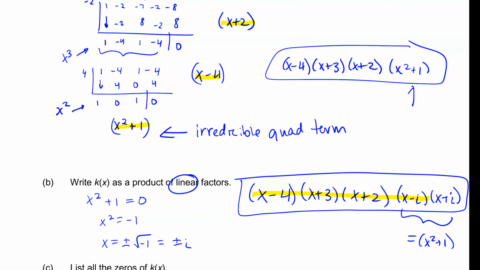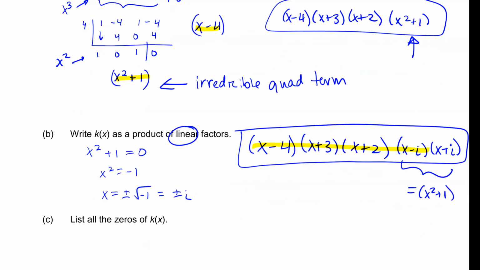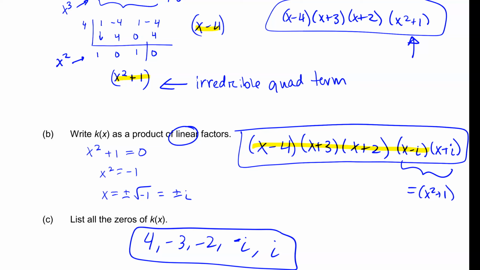So notice that this has a quadratic term, and this has it linear. A doesn't want imaginary. You gotta leave it as quadratic. B is asking for, hey, write it all in terms of linears, use i's, that's fine. And then C, you're just listing all the zeros: negative i and positive i. So all the zeros, you just set all the factors equal to 0.